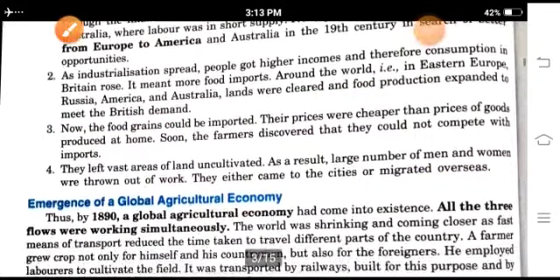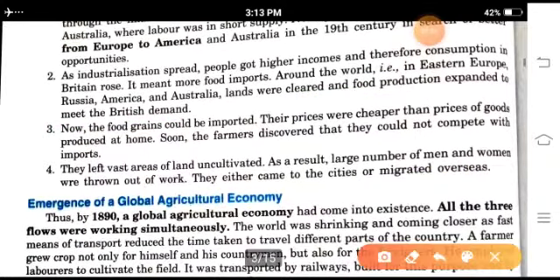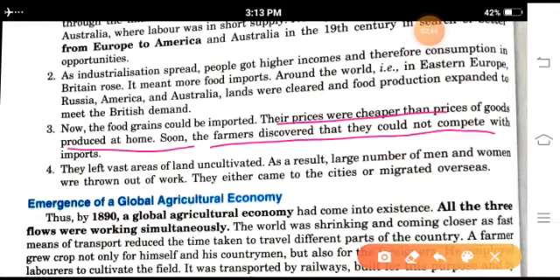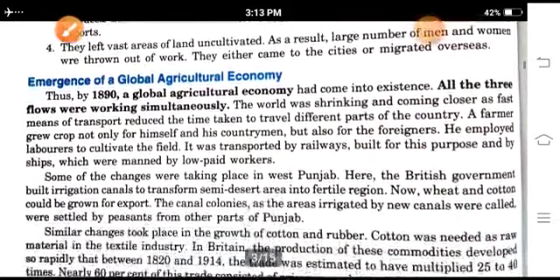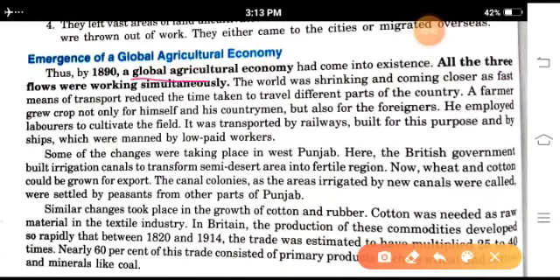Now food grains could be imported. Their prices were cheaper than the prices of food produced at home. So the farmers discovered that they could not compete with imports. Emergence of the global agricultural economy: by 1900, the global agricultural economy had come into existence.